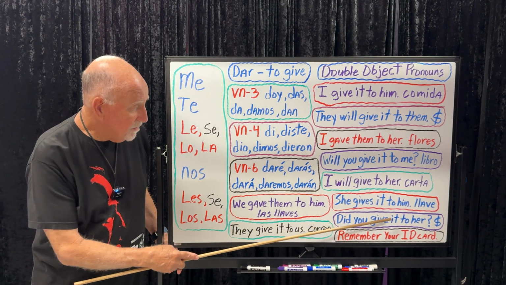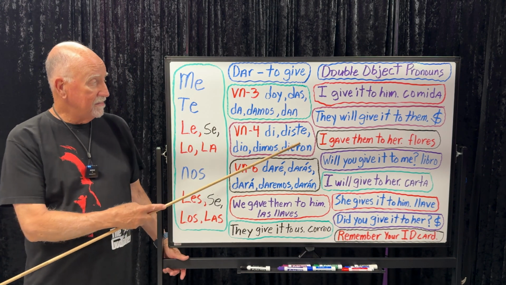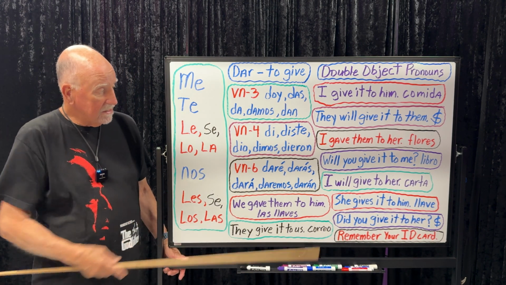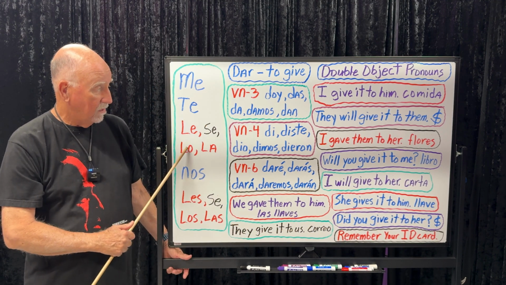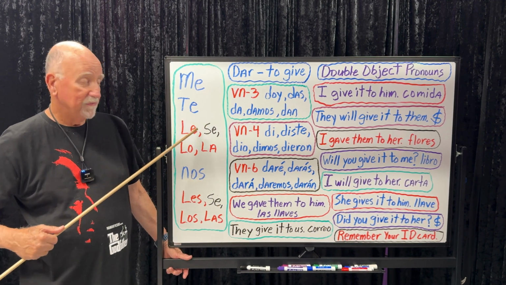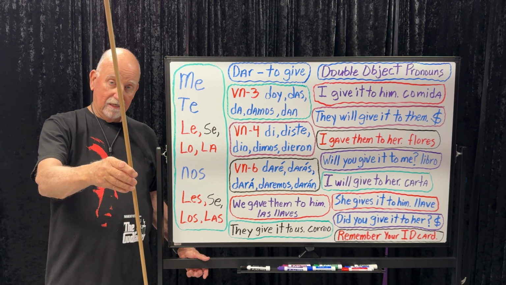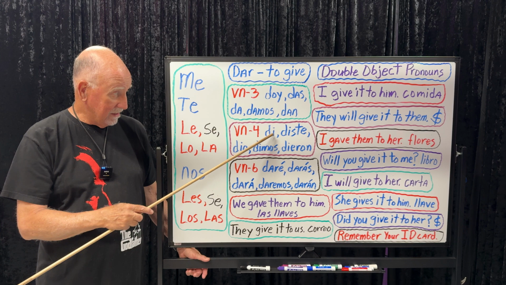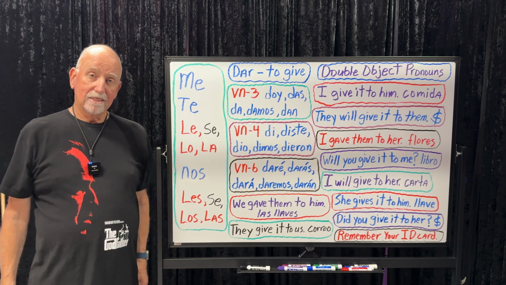Did you give it to her? You're talking about money again, el dinero. Did you give, diste? How do you say it when you're referring to el dinero? It's going to be lo. And to her would be le. So what do we have? Your indirect first, le. Lo for el dinero. And then diste. Did you give it to her? Se lo diste? Se lo diste?